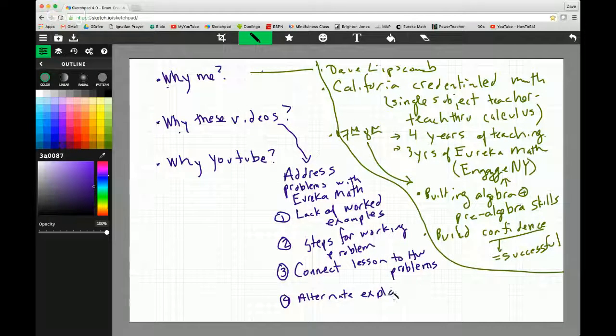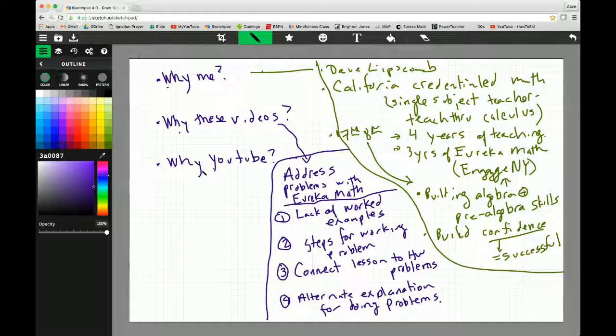And then number 4, sometimes you just need an alternate explanation for how to do things. So the way I explain things is sometimes different than how your teacher may have done it. And now maybe I'm worse or maybe I'm better. If I'm worse, you don't have to take my explanation as the way to do something. But if I explain something a little bit differently, it may actually help you learn. So these are the things, the purpose of why I built these videos, to address these given problems.